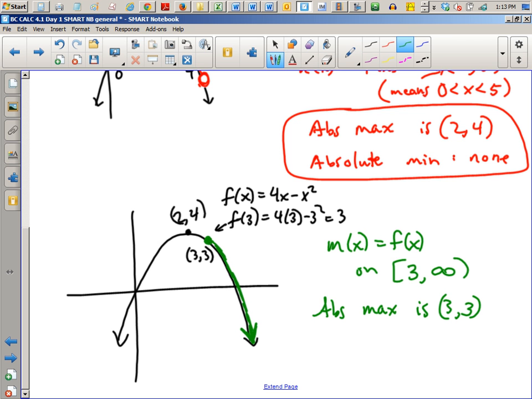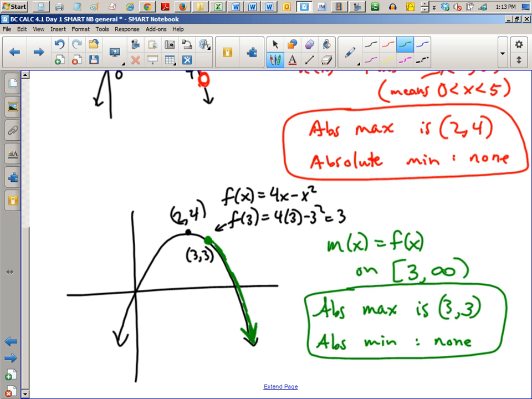So there you go. What about an absolute minimum? Doesn't exist. None. Again, we see this has no absolute minimum. This time it's for a different reason. This graph literally keeps on dropping, so we don't have an absolute minimum. Okay, so you guys see how restricting the domain kind of changes our view of things? It's a pretty simple idea, right?